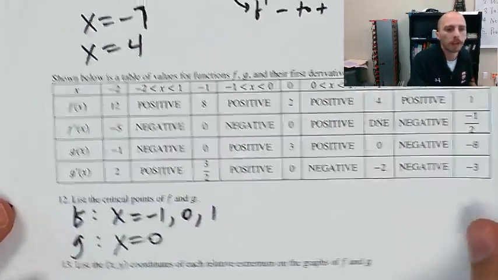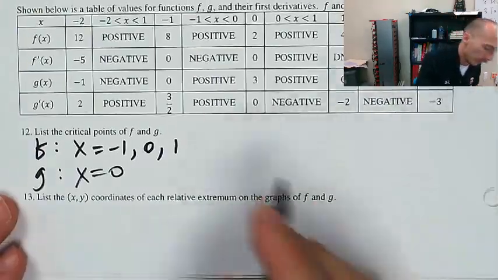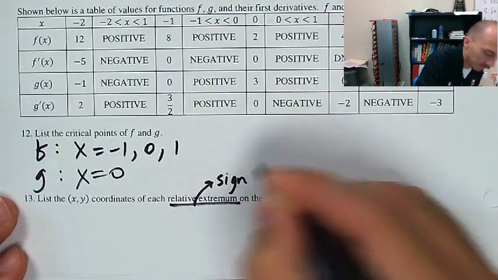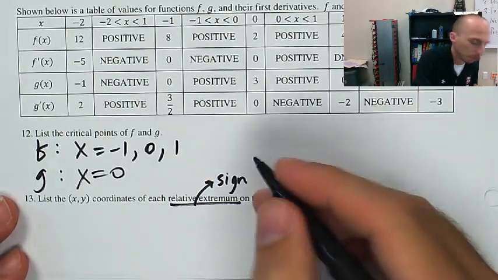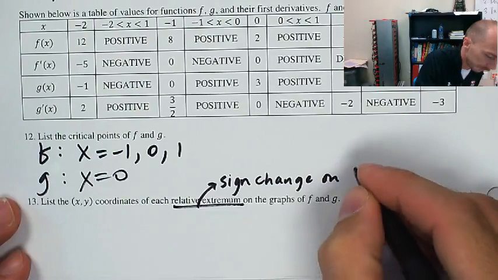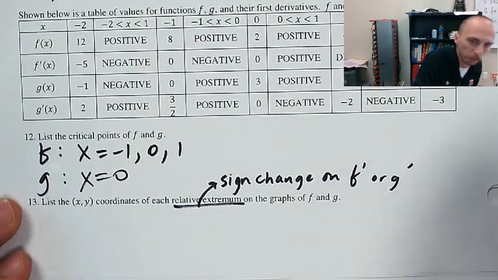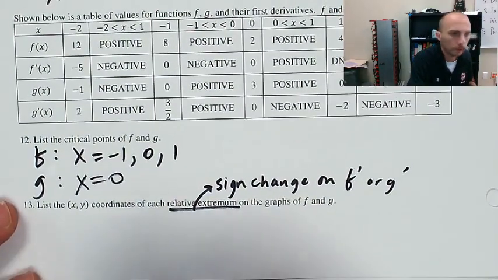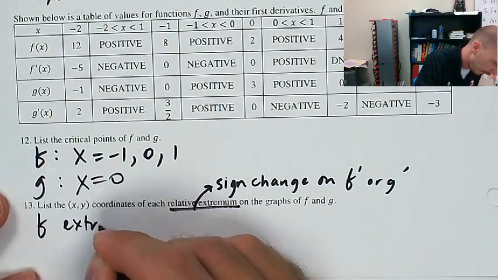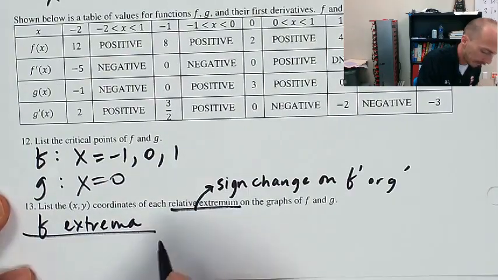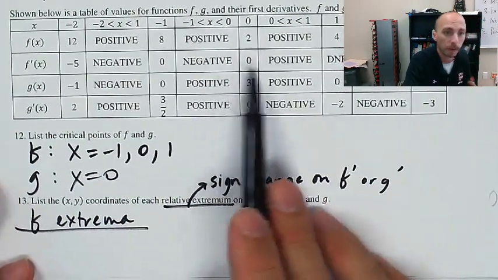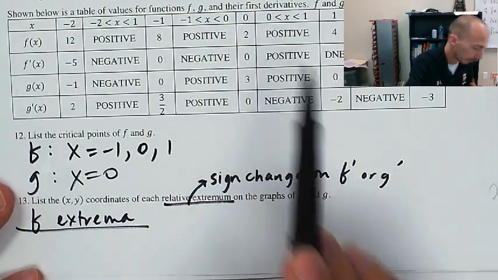Okay. Relative extremum, that is where we have a sign change. It's a maximum or a minimum. So that's going to be any type of sign change on f prime or g prime. All right. So for f's extrema, that will be over here, negative to negative. That is not a sign change, but negative to positive is indeed a sign change. So 0, 0.